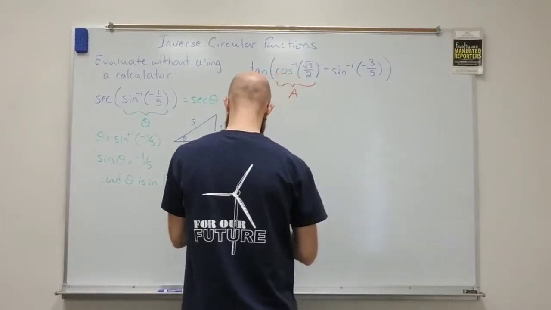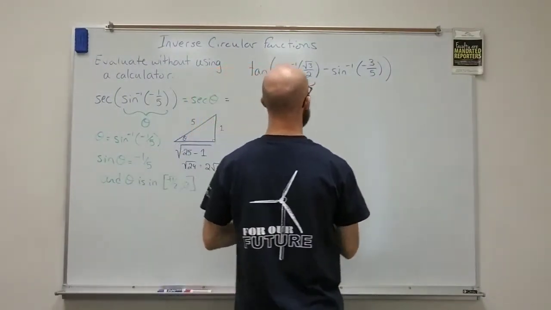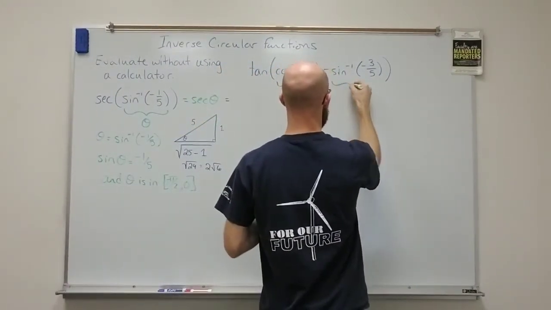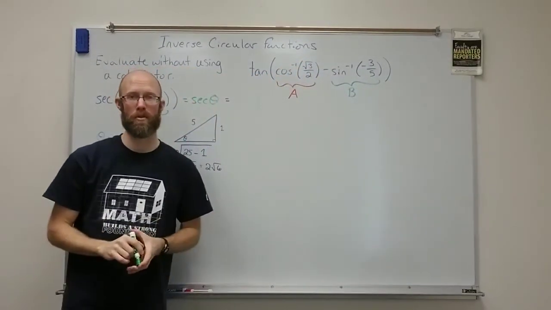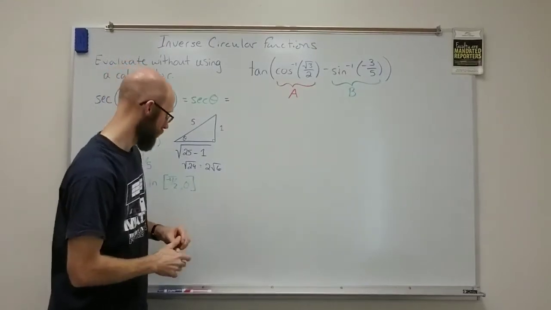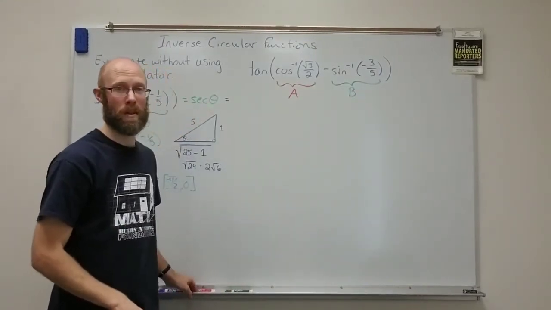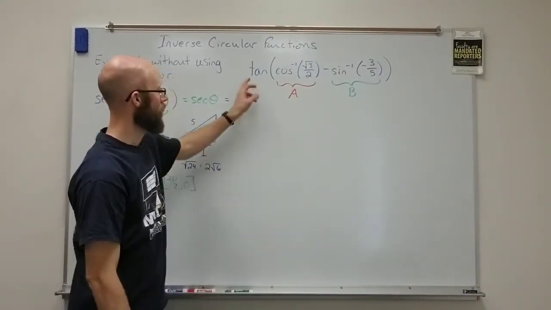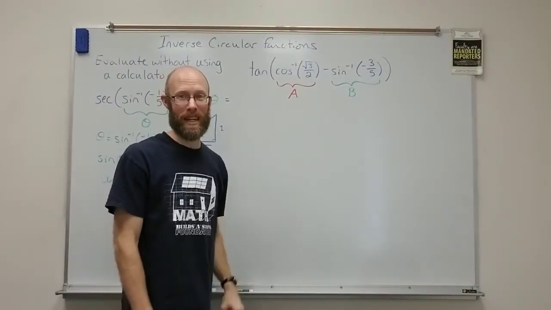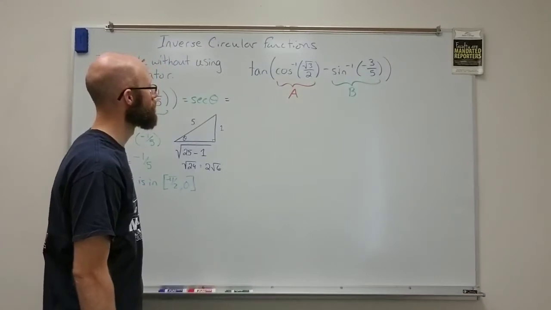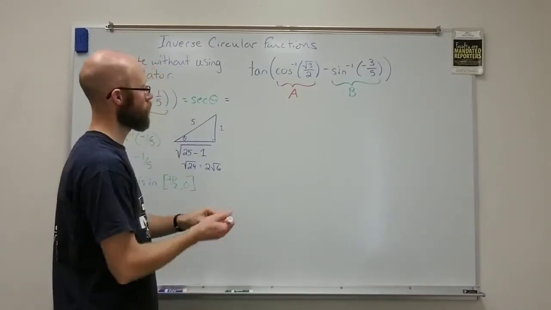I'm going to call that first one angle A, and the second one angle B. You can choose whatever variables you want. I like these though because they're going to match a formula in a minute. We have tangent of A minus B. You may know what I'm going to be getting at here in a moment. Okay, so let's color coordinate.